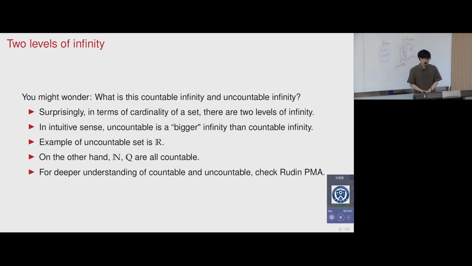So you might wonder why we have these two subdivisions of infinity, because we think they're all infinite sets. That's because it's kind of hard to grasp, but there are actually two levels of infinity. It could be mind-blowing for people who didn't know this, but there are two levels of infinity in this world. You might wonder, as I wrote in the slide, what is countable infinity and uncountable infinity? What does it mean when something is countable and something is uncountable? Surprisingly, in terms of cardinality, or the size of a set, there are two levels of infinity. They are both infinite, but there are levels. So in an intuitive sense, uncountable is a bigger infinity than countable infinity.